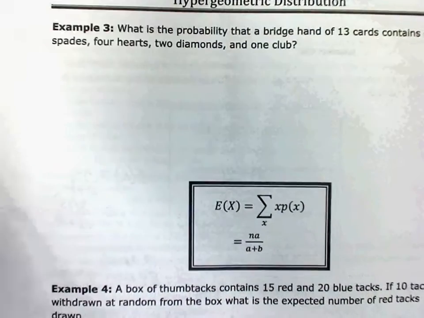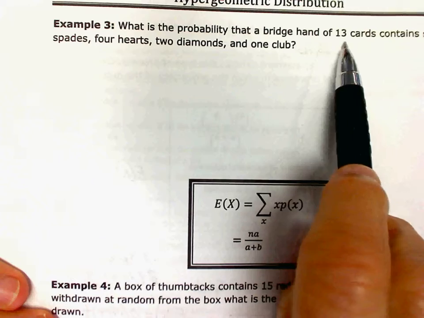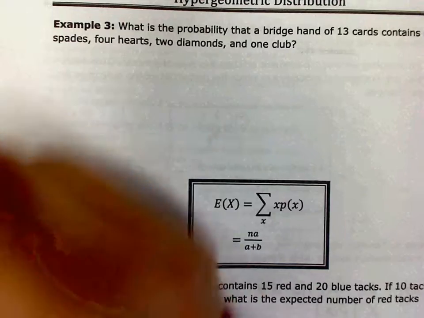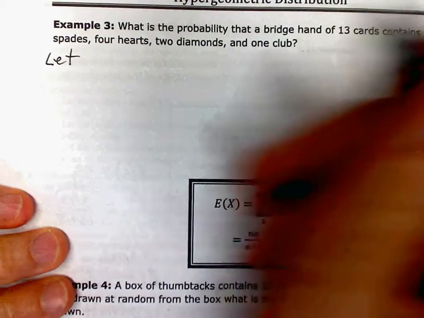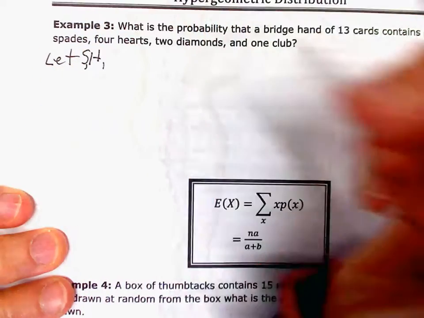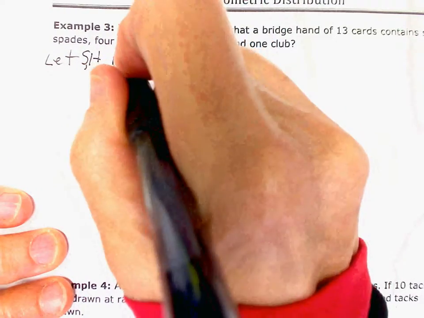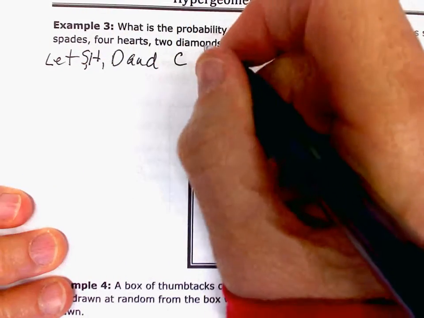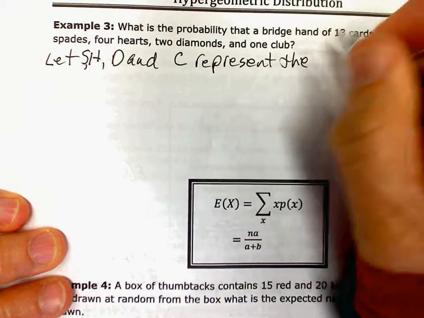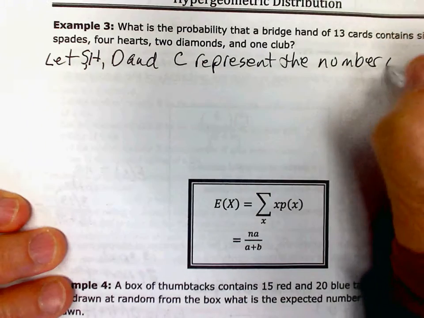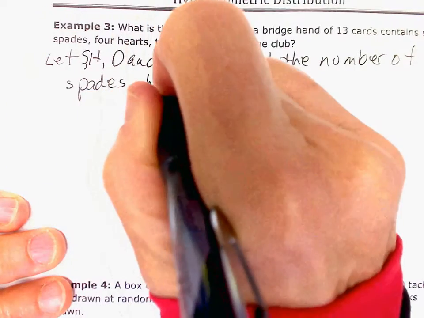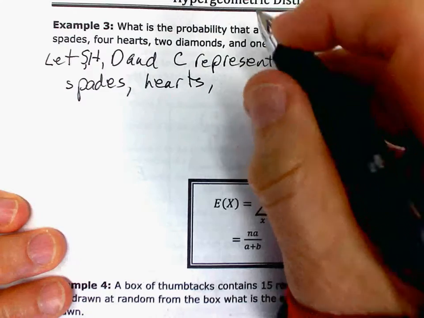What is the probability that a bridge hand of 13 cards contains 6 spades, 4 hearts, 2 diamonds, and 1 club? Let S, can't forget S, H, D, and C represent the number of spades, hearts, diamonds, and clubs respectively.